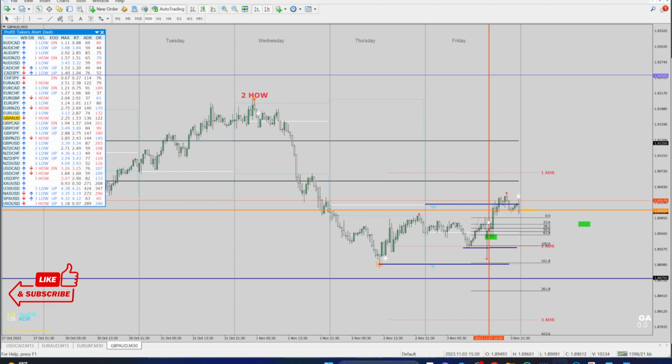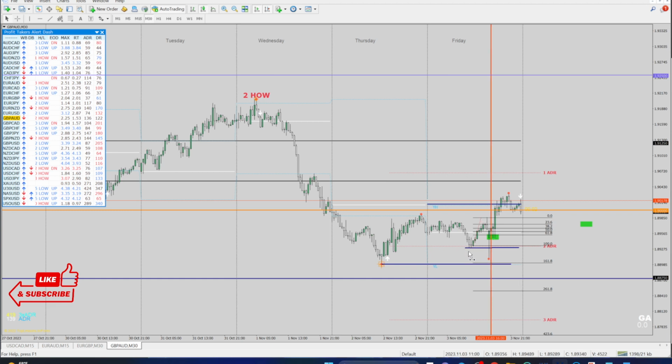So that is the high right there, and this is our low. Actually, let me start that again. It works perfectly, actually. I'm going from this high right there to the low right here, and look at that, guys.